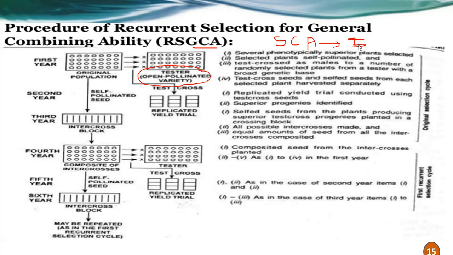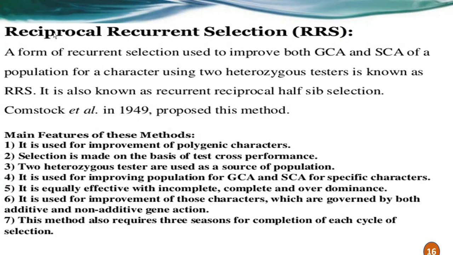This inbred has a narrow genetic base, because we have to test the specific combining ability of a plant with the particular inbred. That's why the narrow genetic base tester, that is, an inbred, is utilized. The rest of the scheme is similar. So the tester used in recurrent selection for GCA is heterozygous with a broad genetic base, like an open pollinated variety. But in SCA it is homozygous, an inbred, which is more effective with complete dominance, and used when non-additive gene action is important, and it improves the specific combining ability of the character.